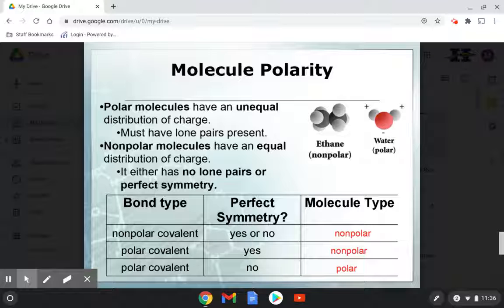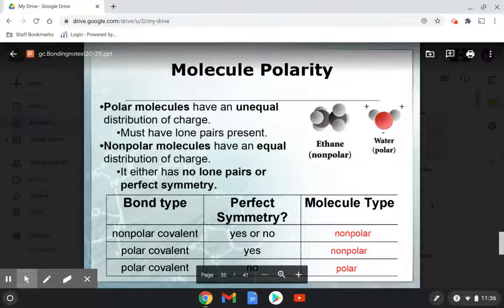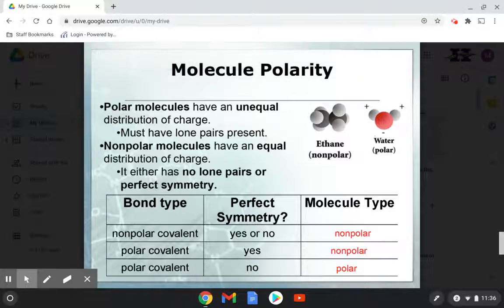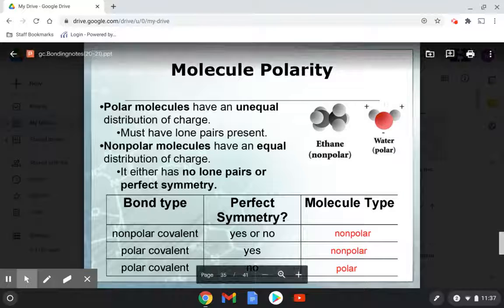I will try to get through this. Polar molecules must have a lone pair. Nonpolar molecules have an equal distribution of charge. It either has no lone pairs or perfect symmetry. If we look at water, that is polar because of the unequal distribution of charge. There's a negative charge near the oxygen while the hydrogens are positive. Ethane here is nonpolar, with equal charge, no lone pairs, or perfect symmetry.